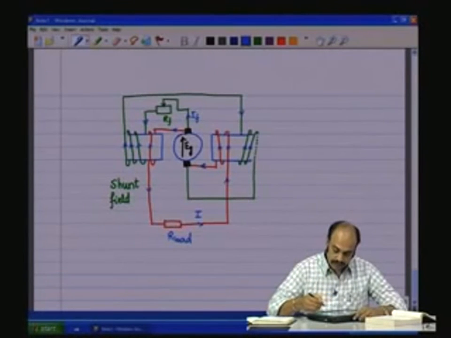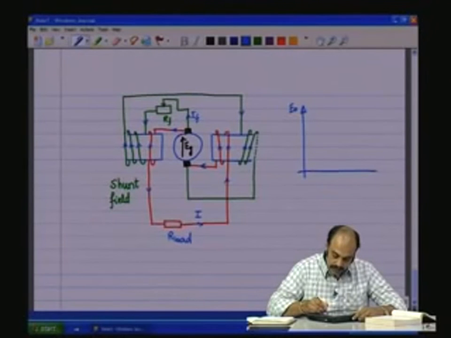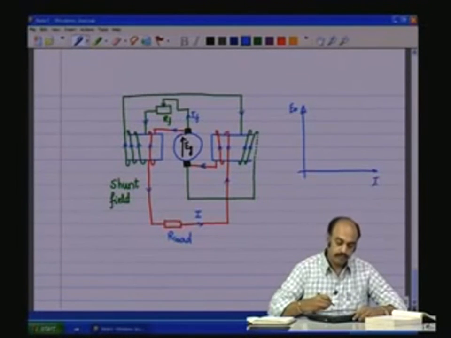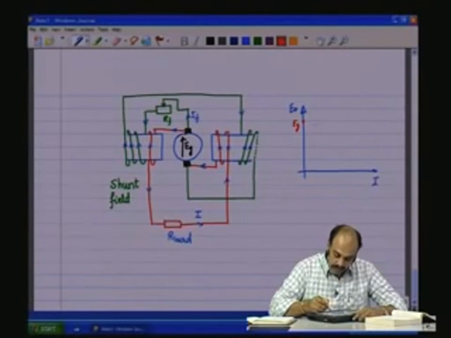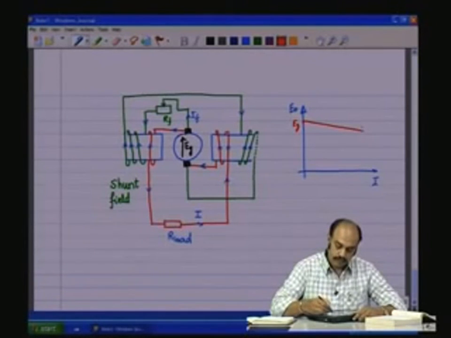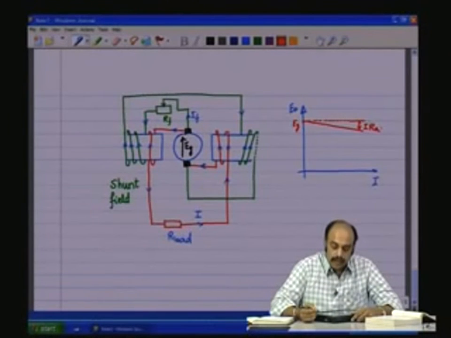Now, we saw earlier that if we have a plot of E naught versus I, the load, at 0 load, this is Eg. As the load increases, there is a droop in E naught, and that is equivalent to I into RA.